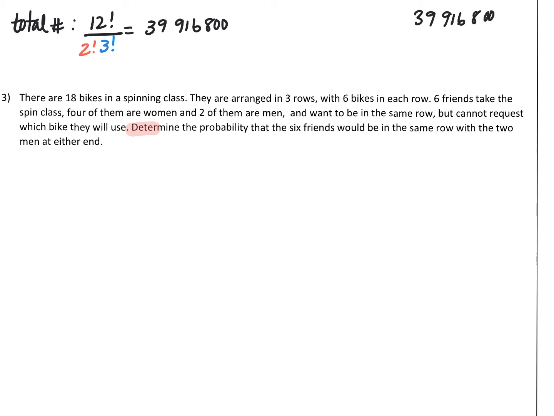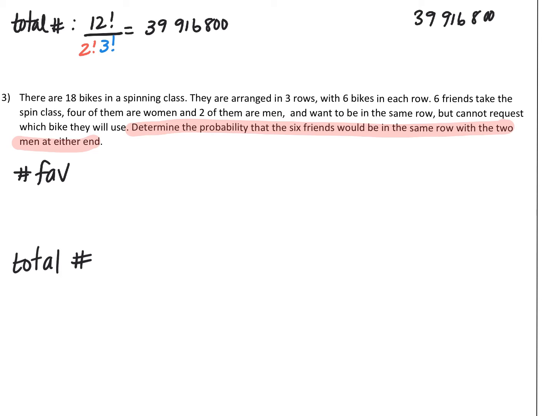Okay, so we want the probability that the 6 friends would be in the same row with the 2 men at either end. Okay, so it doesn't change. We need to find the number of favorable outcomes and then the total number. Okay, so the number of favorable outcomes.